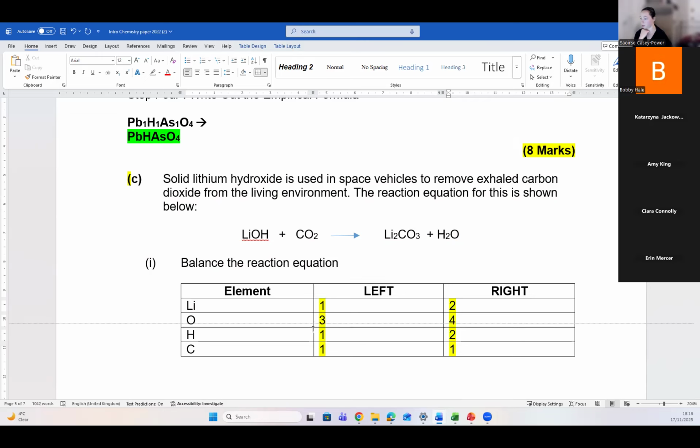Okay, can everyone see where I got those from? Yeah, I'm just counting them on each side of the reaction.